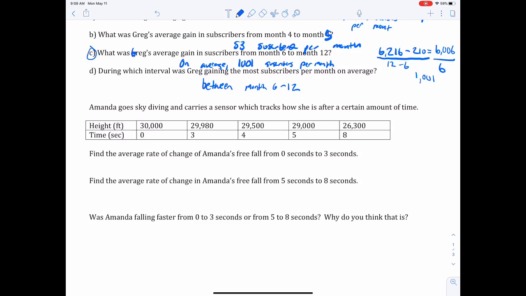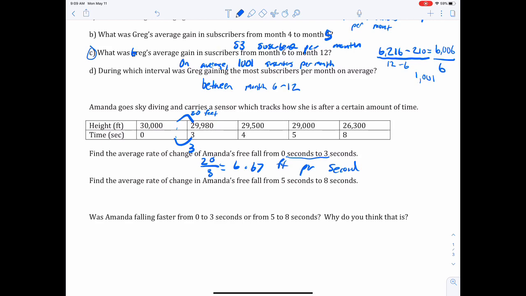Now we're going to find the average rate of change of Amanda's free fall from 0 seconds to 3 seconds. So from 0 to 3. That's right here. So that's a change in 3. And after 3 seconds, her height changed by 20 feet. So, to find the average rate of change, we're just going to divide. So 20 feet over 3 seconds is 6.67 feet per second she was dropping. Not bad for the start of her free fall.